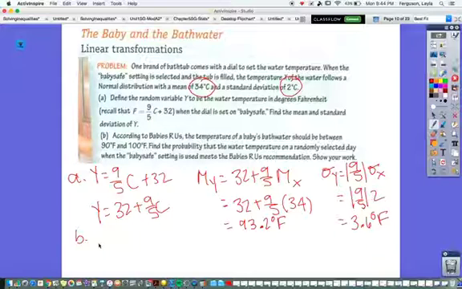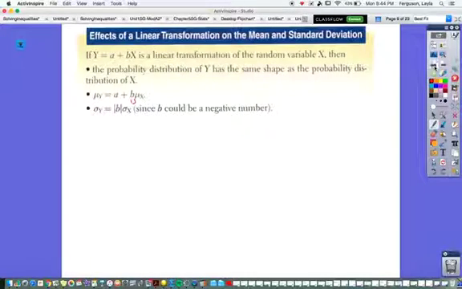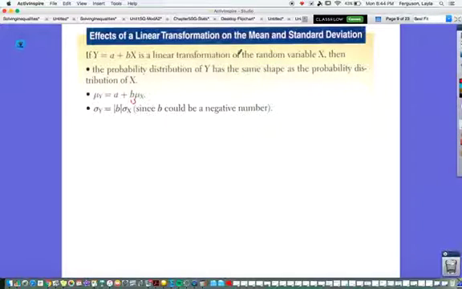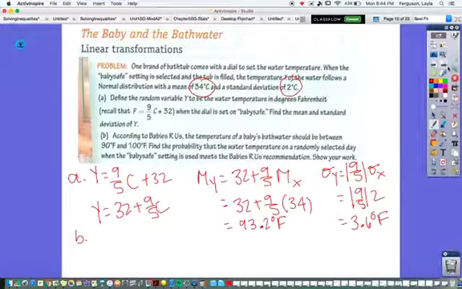All right, so one thing that we need to keep in mind is that the linear transformation does not change the shape of the probability distribution. And we learned that back here when we were talking about the effects of linear transformations on the mean and the standard deviation. So because we know that the linear transformation does not change the shape of the probability distribution, the random variable Y is normally distributed with a mean of 93.2 and a standard deviation of 3.6.